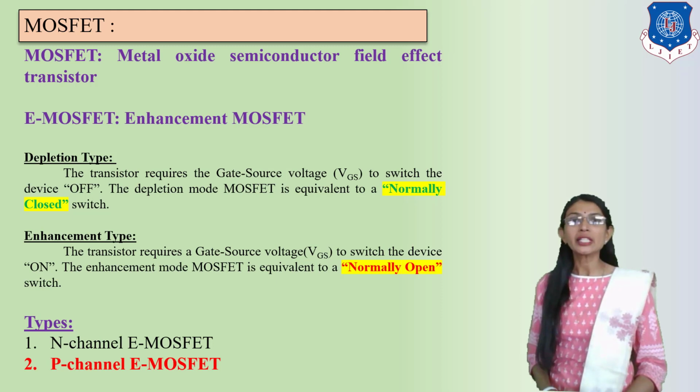And similarly, what is the type of enhancement? In the enhancement type of MOSFET, the VGS is used to switch the device on, and the enhancement MOSFET is equivalent to the normally open switch. Thus, we have the two types of the enhancement MOSFET, as I have said, N-channel E-MOSFET and P-channel E-MOSFET. So in today's session, we will continue with the P-channel E-MOSFET.